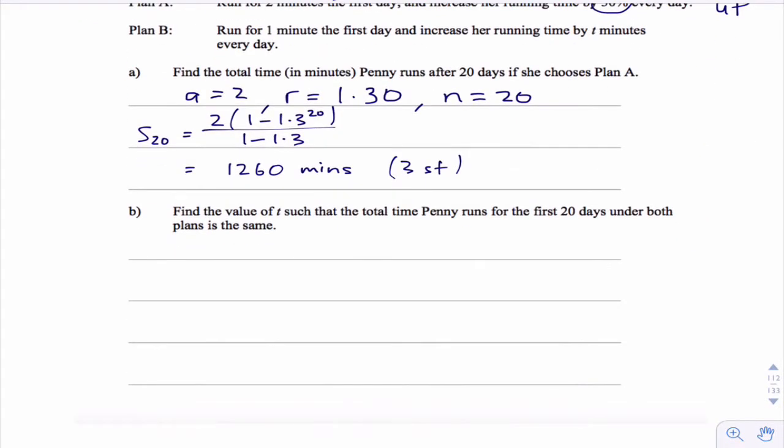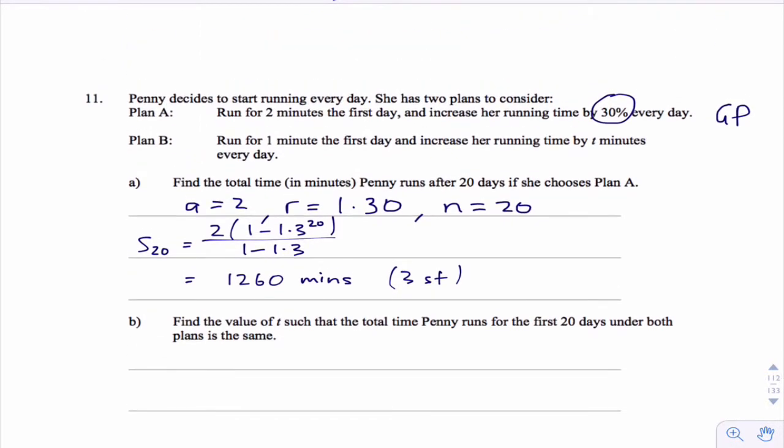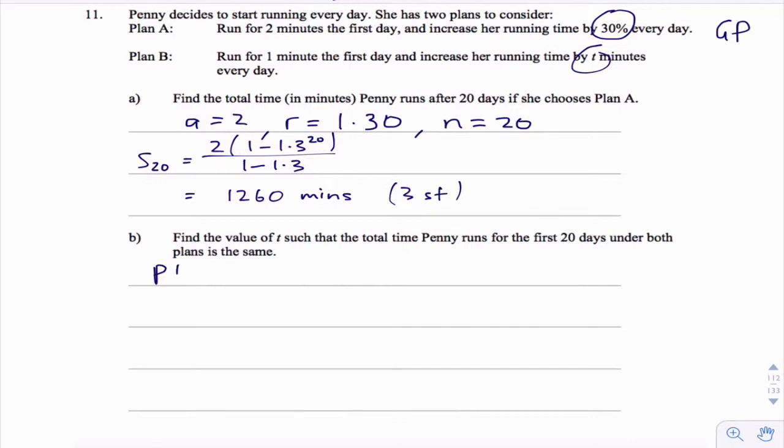Part B asks us to find the value of t such that the total time Penny runs for the first 20 days under both plans is the same. So let's look at plan B. Run for 1 minute the first day and increase her running time by t minutes each day. So plan B is an arithmetic progression where A is equal to 1, the first day is 1, and increase her running time by t minutes. So the common difference is t minutes every day. So the first day she's running 1 minute. Let's say she increases by 2 minutes a day. That means the next day she will run for 3 minutes, the next day for 5 minutes, etc.